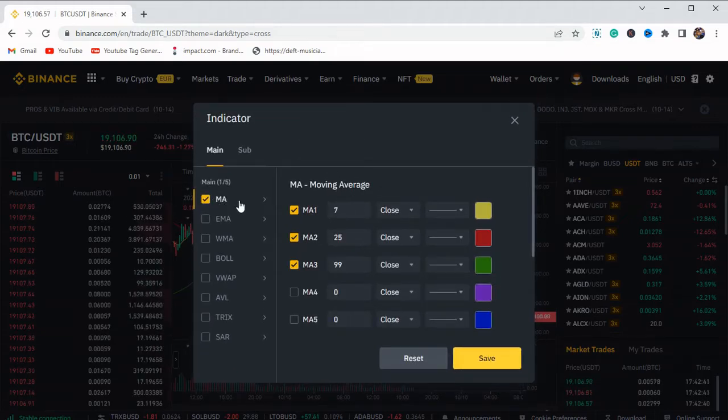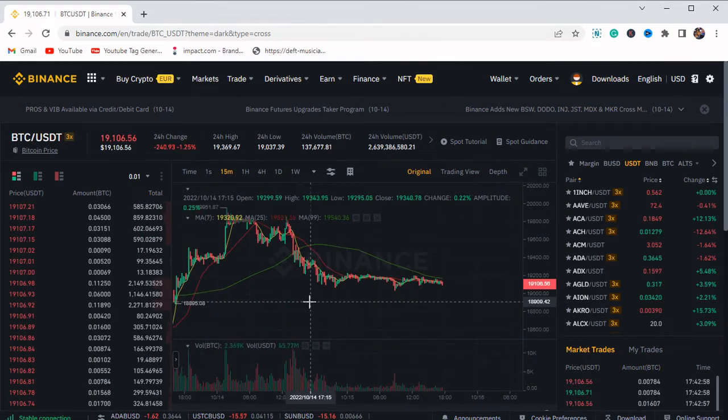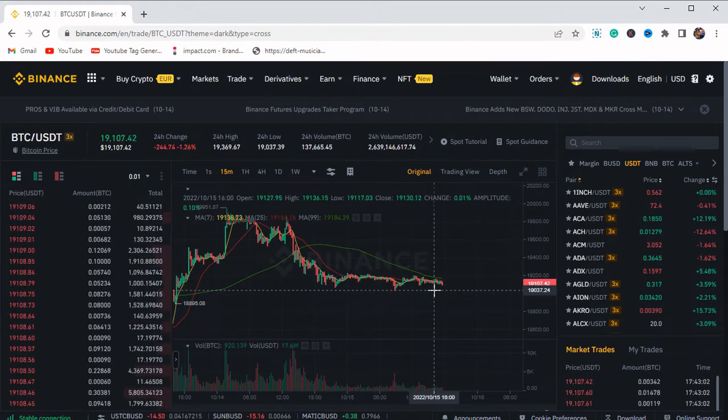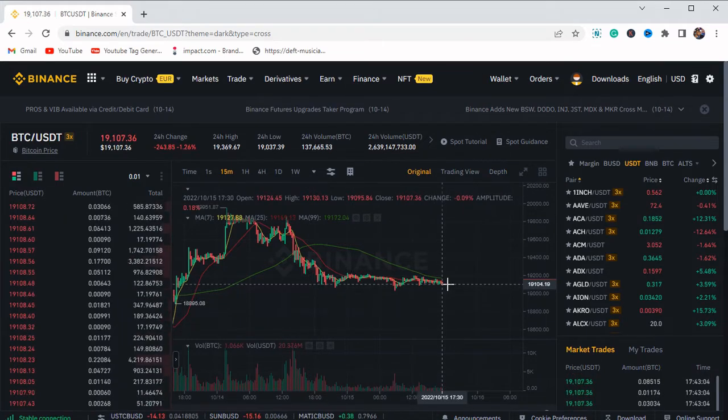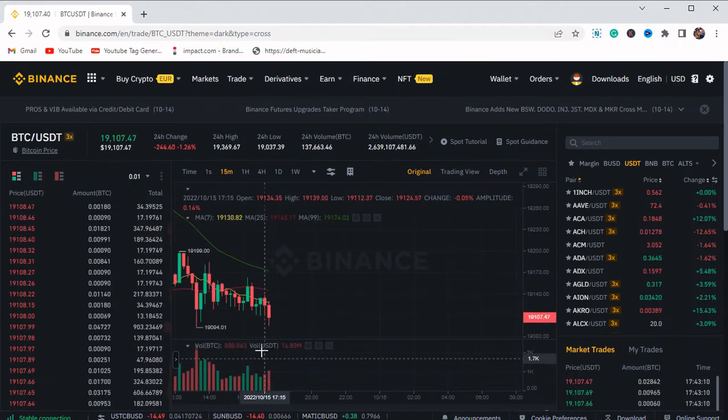You can see MA for moving averages. The first one is 7, second one is 25, third one is 99. Then you click on save. Okay, once you click on save, anytime that the candlesticks are below the moving averages, then you sell. If the candlesticks are above the moving averages, always be buying.